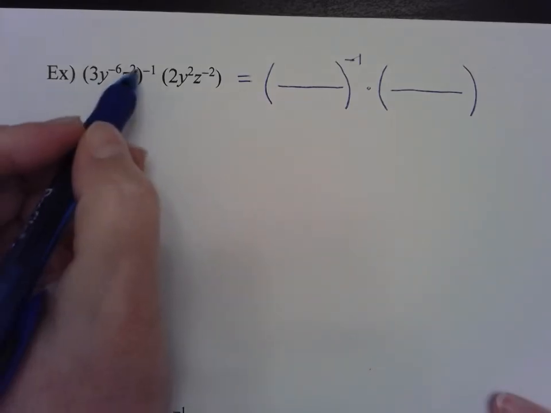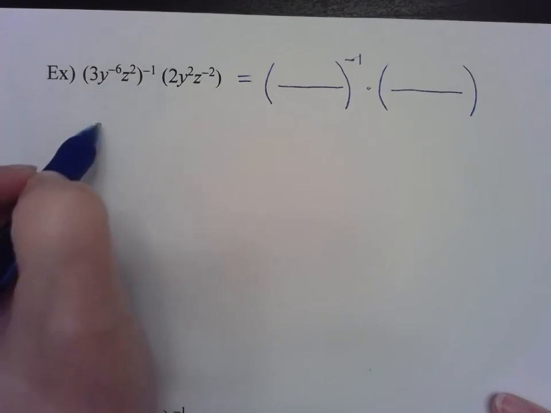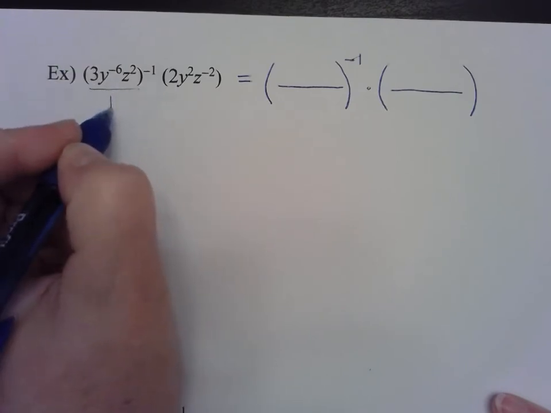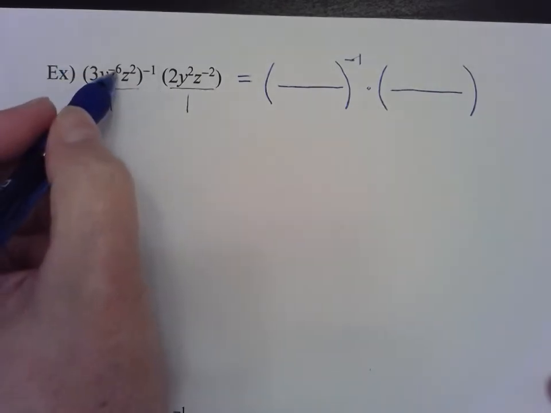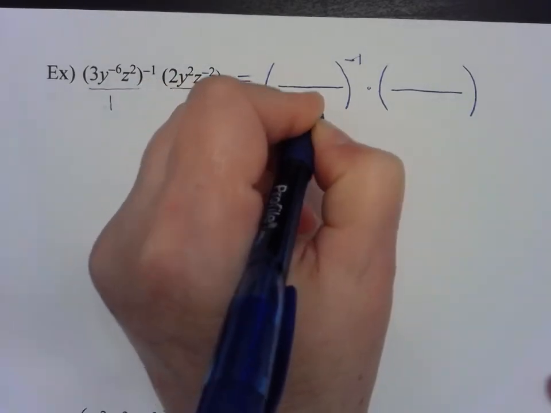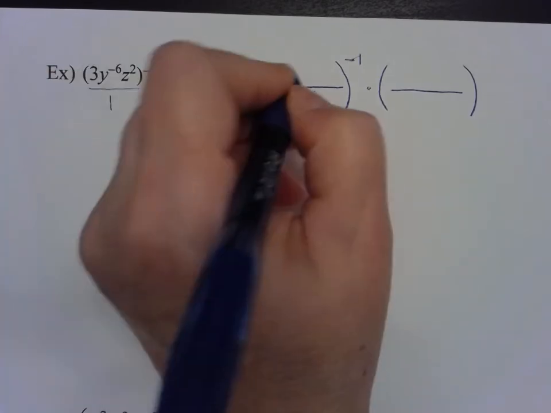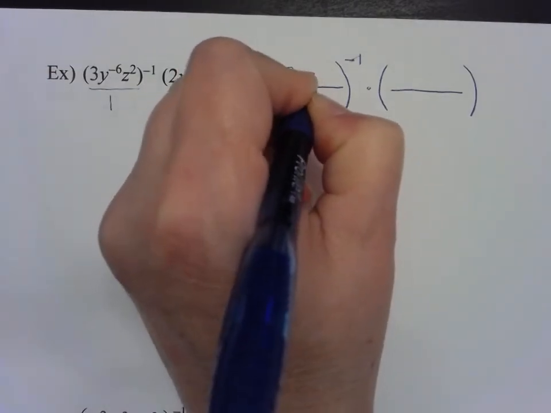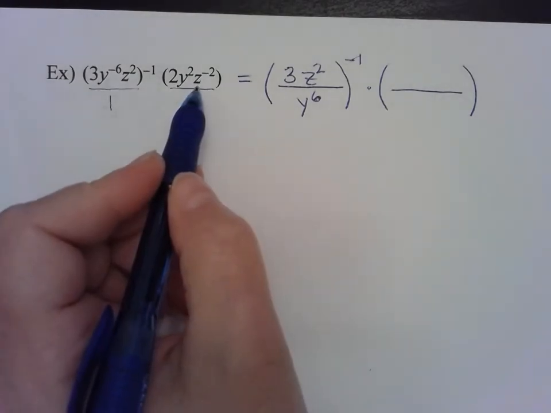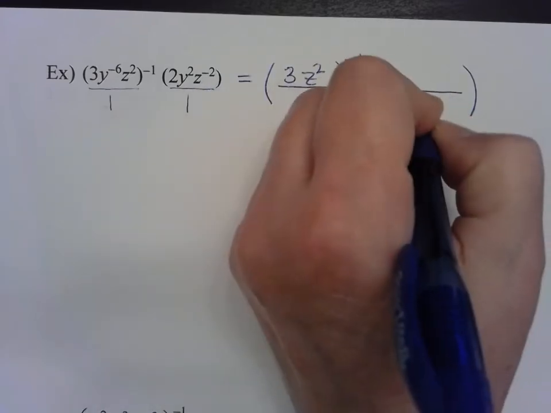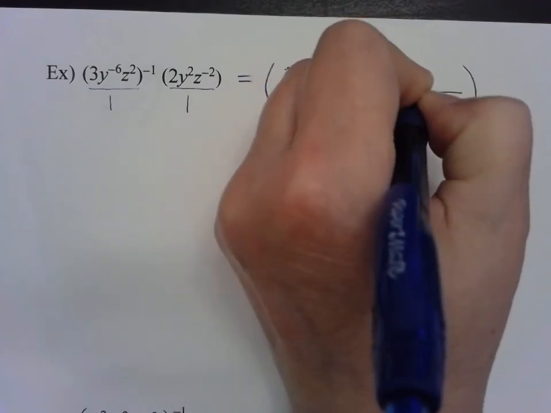Okay, so inside these parentheses, anything with a negative exponent is going to move to the bottom, right? Because right now these are on the top. So the y to the -6 is going to move to the bottom as y to the 6th. And everything else is going to stay in the numerator. Likewise over here, the z to the -2nd is going to move to the bottom. And the 2y squared is going to stay in the numerator.